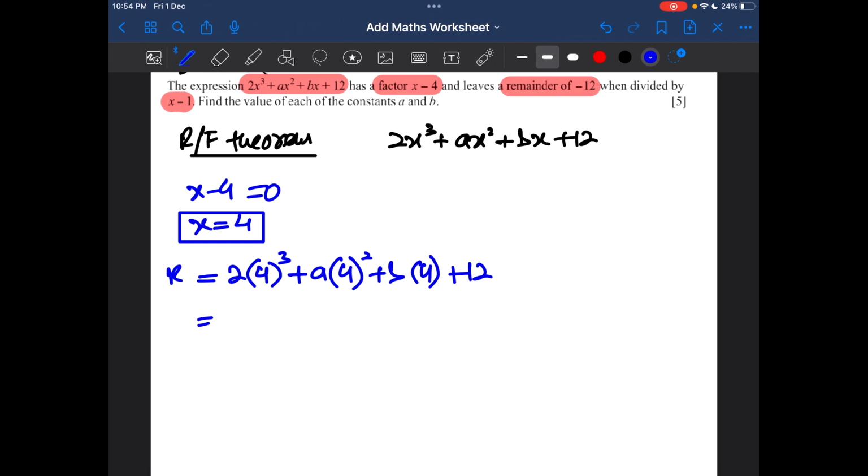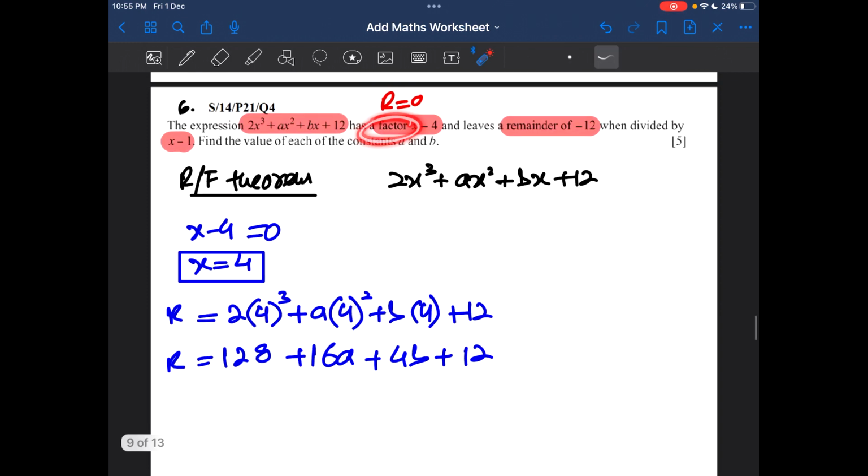And 4 cubed is 64. You multiply it by 2, you get 128. 4 squared is 16, it will become 16a, plus 4b plus 12 over here. This is the remainder. And when you divide by x minus 4, they are saying it is a factor. So since it is a factor, the remainder is going to be 0. So I'm equating this remainder with 0.